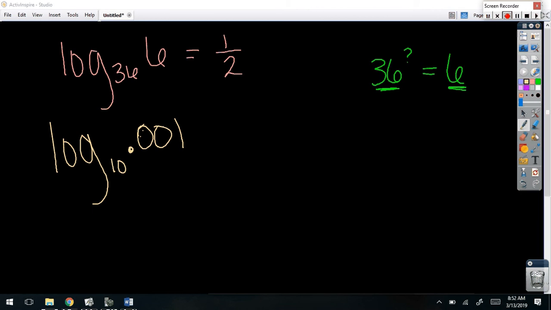Take a minute. My first question for those of you who are stumped, so you stand a chance of finding the right answer here, is what is 0.001 as a fraction? 1 over 1,000. Now try to find the exponent.